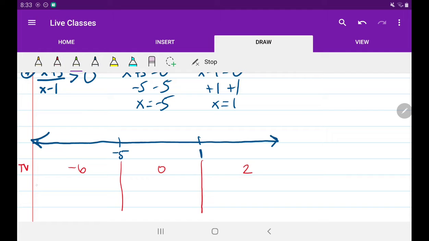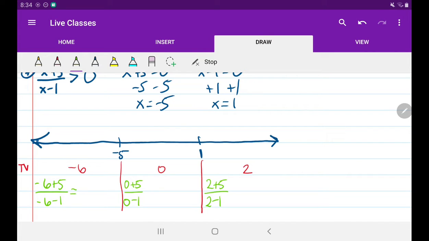So I'll have negative 6 plus 5 over negative 6 minus 1. And then I'll have 0 plus 5 over 0 minus 1. And then I'll have 2 plus 5 over 2 minus 1. All right, so going ahead and solving this.